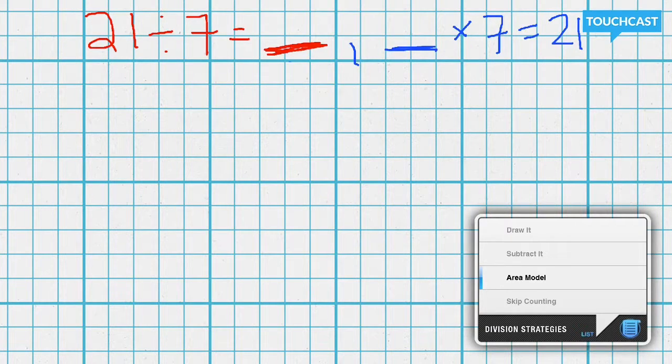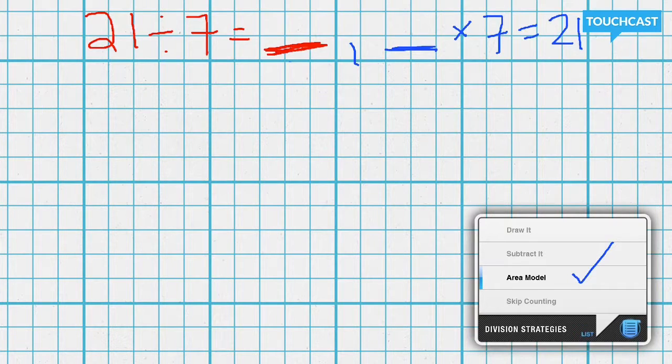Even right away, you might think, well, 7 times what? Maybe you know that fact, or you can skip count by 7s to get 21. Remember, you can always use multiplication to find out division problems. You can use any strategy you want, okay? Whatever works best for you is okay. But today I do want to teach you how to use the area model, and you can decide if this is a strategy that you want to do.